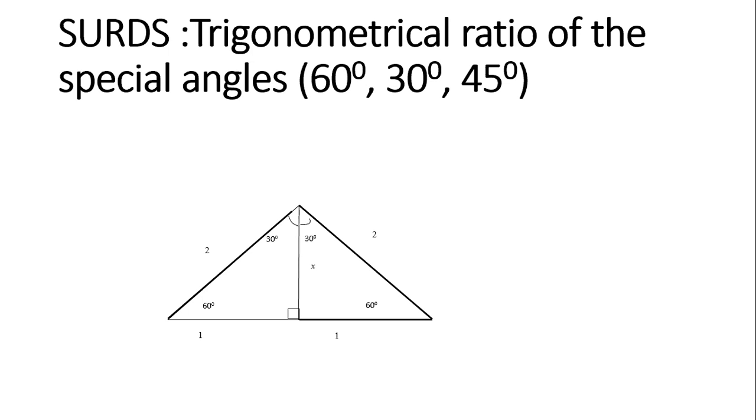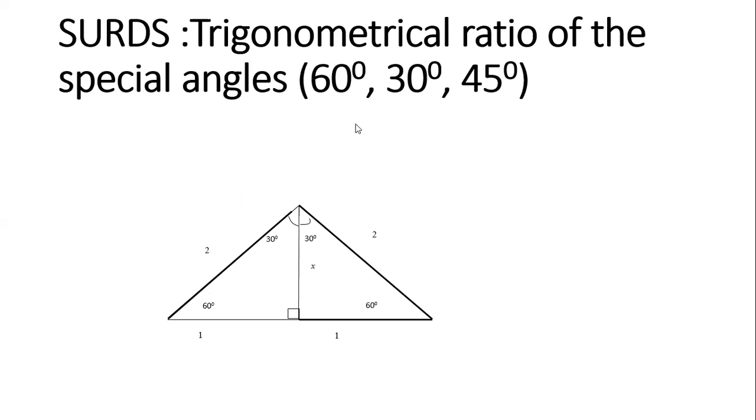We still continue with SURD, trig ratio, that's trigonometrical ratio of special angles. Trig has to do with measurement of triangles. So now we are considering a right angle triangle, and that will make us consider some of the angles. There are some special angles that have their values in the SURD form, and those angles that we'll be considering now are angle 60 degree, angle 30 degree, and angle 45 degree.